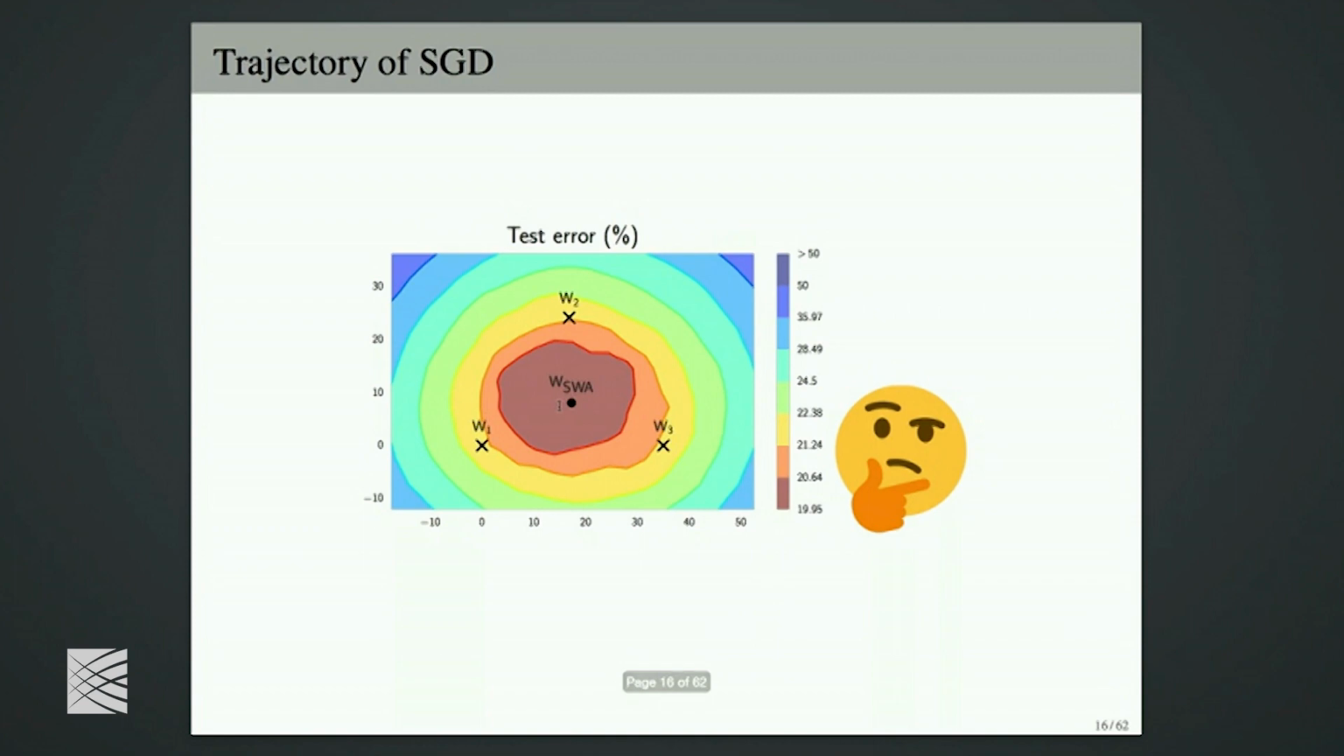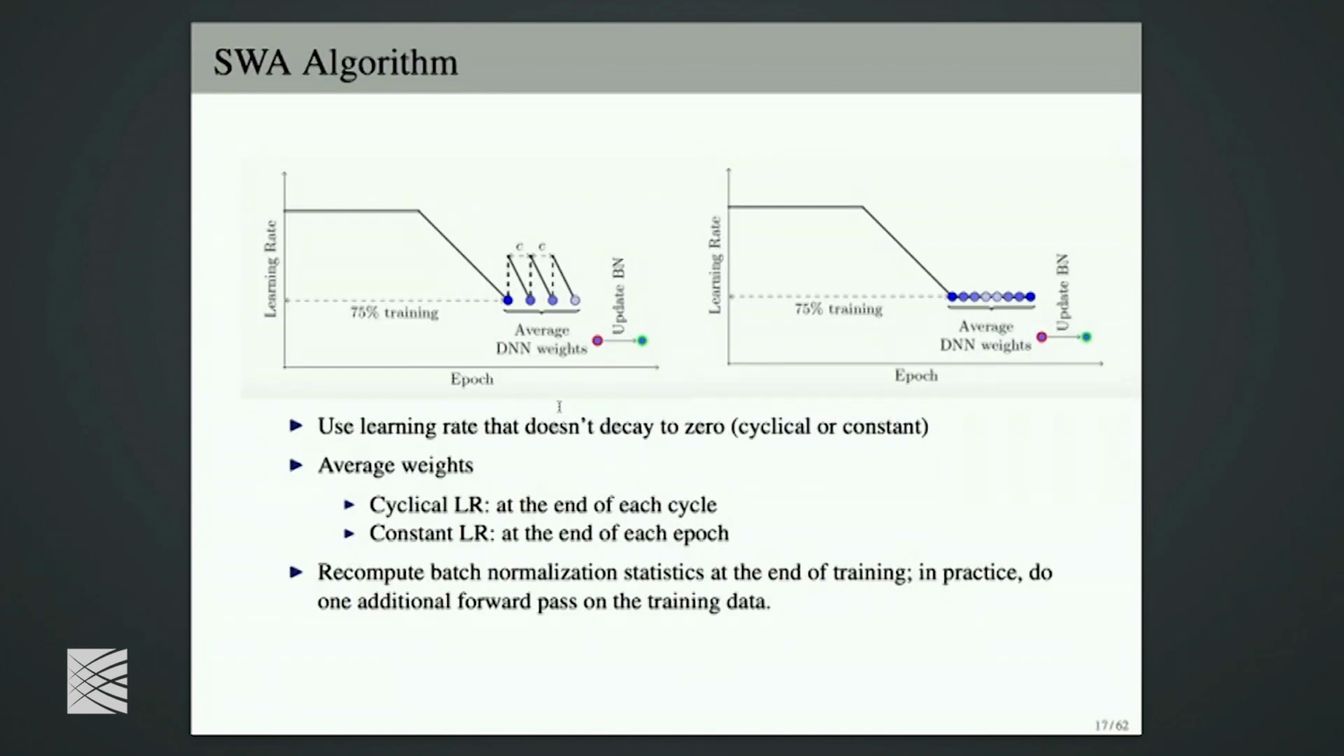And when we do that, we indeed found that these points generalized very well, and we called this procedure stochastic weight averaging. So the next question is, why does this lead to a point of good generalization? So I'll get into that in a moment. First, I'll just briefly describe the procedure in a little bit more detail.